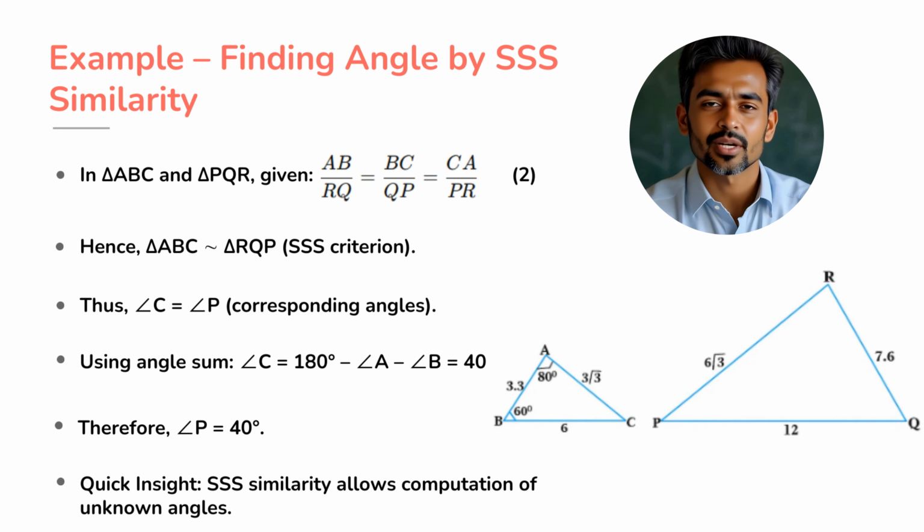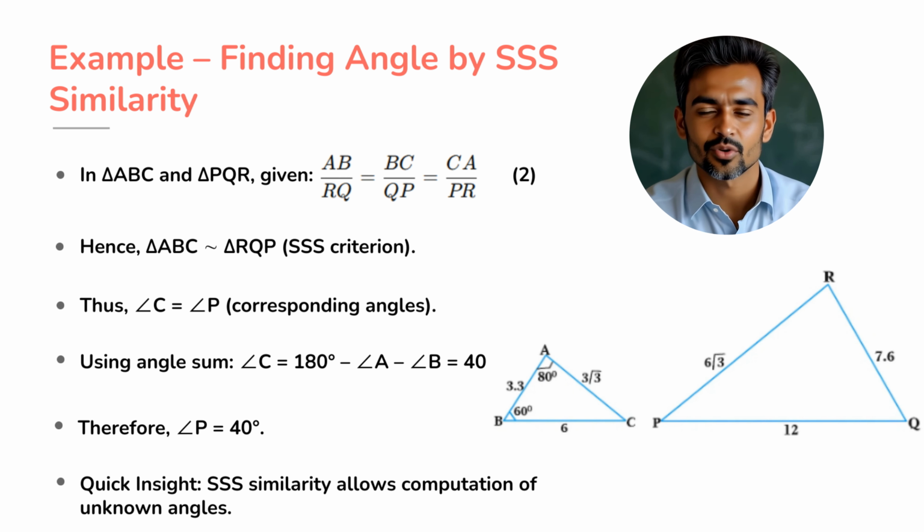Now, take a moment to look at this triangle example. In triangles ABC and PQR, we are given that the sides satisfy the condition AB divided by RQ equals BC divided by QP equals CA divided by PR. This is the SSS criterion for similarity, meaning that these two triangles are similar.